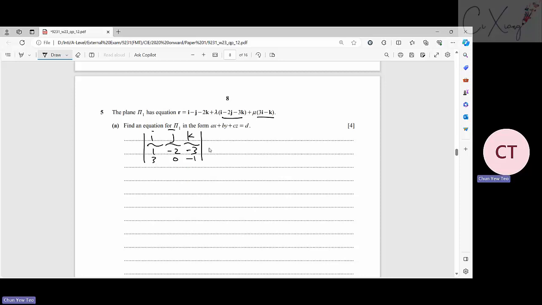So over here, just do the cross product. You will get 2i minus 8j plus 6k. This one can be written as, if you factorize the 2 out, 1, negative 4, and 3. So my normal vector n will be 1, negative 4, 3. Just take the simplified one.